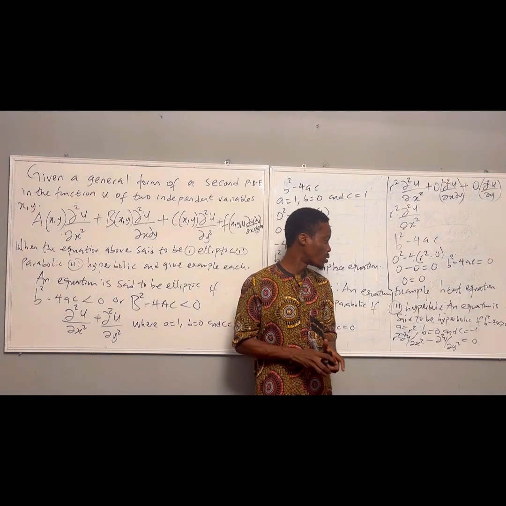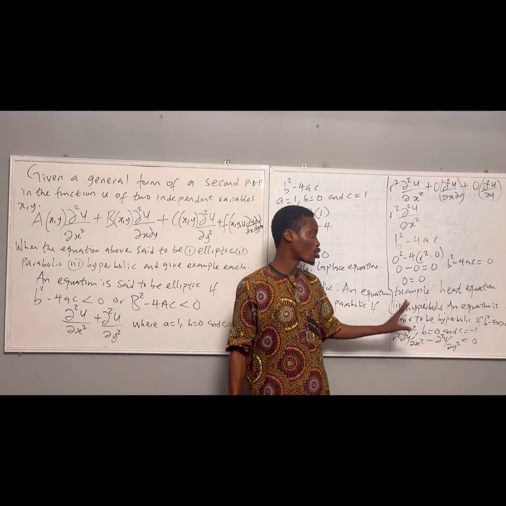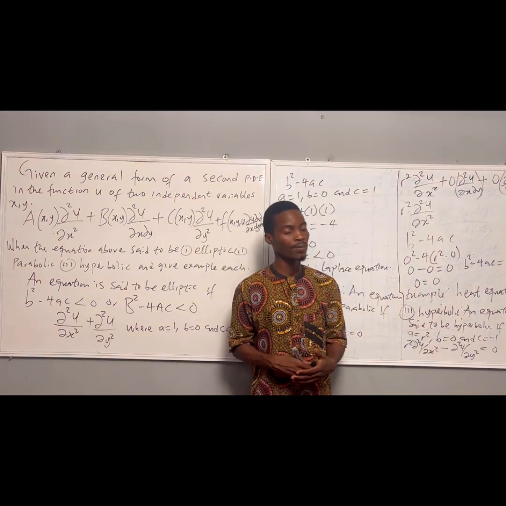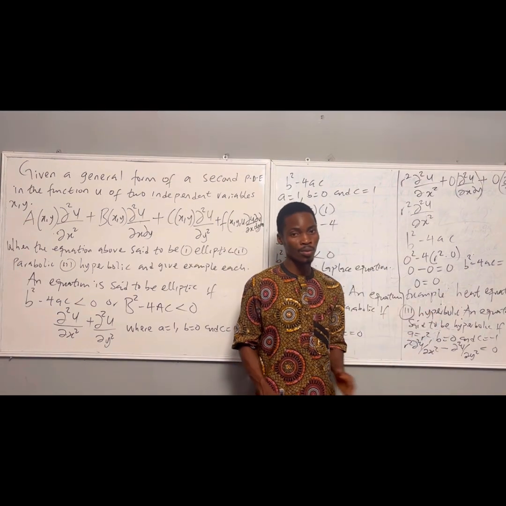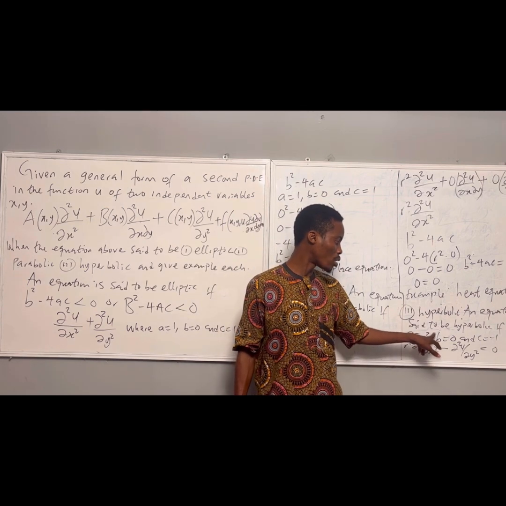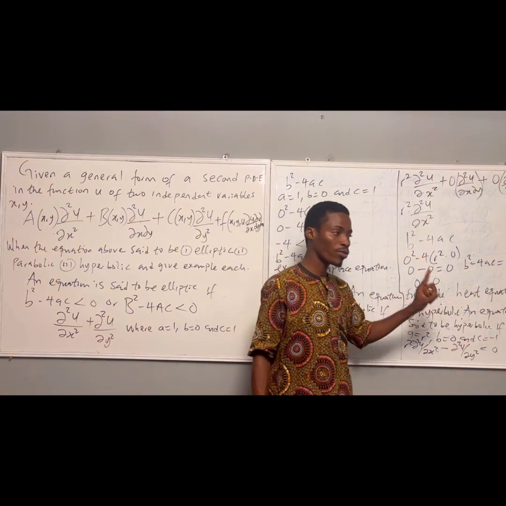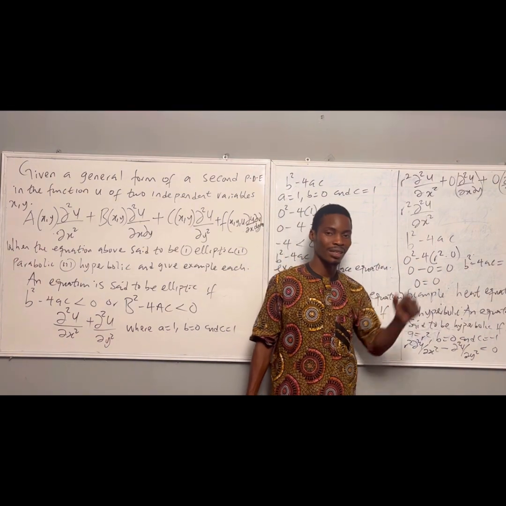An equation like this is said to be hyperbolic. A good example of a hyperbolic equation is the wave equation. If you plug in a as r square, b equal to 0, and c as minus 1, b square minus 4ac will be greater than 0.